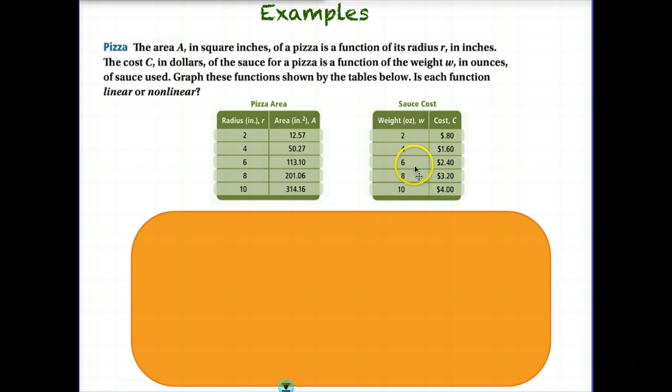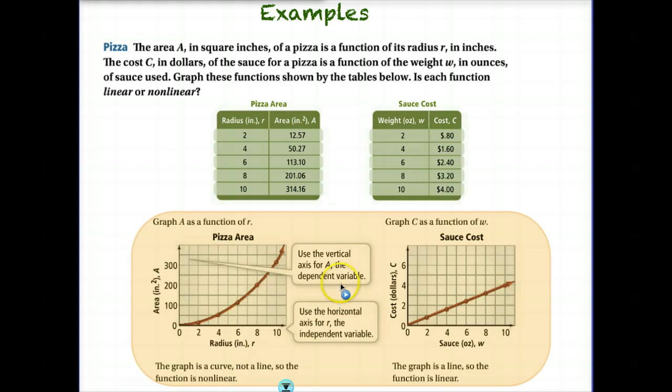It says graph these functions shown by the tables below, and then is each function linear or nonlinear? Let's first look at the graphs. This first graph forms a curved line, and as we just learned, that is not a linear graph. This graph is a curve, not a line, so the function is nonlinear. Our second graph is a line, so the function is linear. Visually, it's very easy to tell if you have a linear equation by looking at your graph.